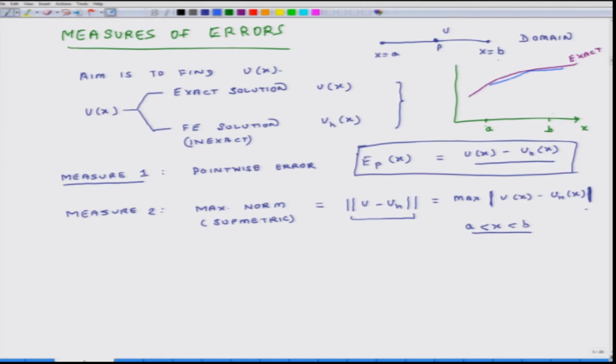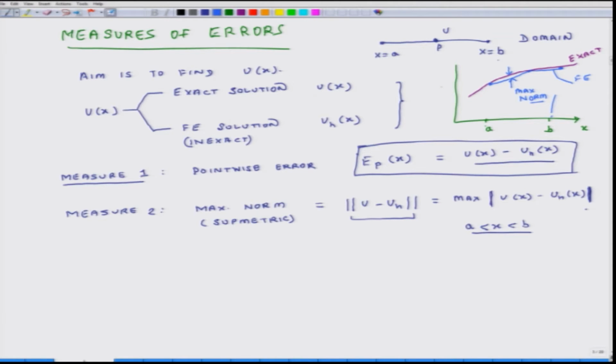So, suppose I am having two elements and I am using linear interpolation. This blue is the FE solution. The difference between the exact and the inexact solution is maximum at this location. So, this is max norm.